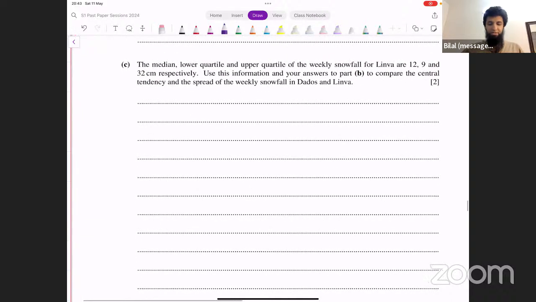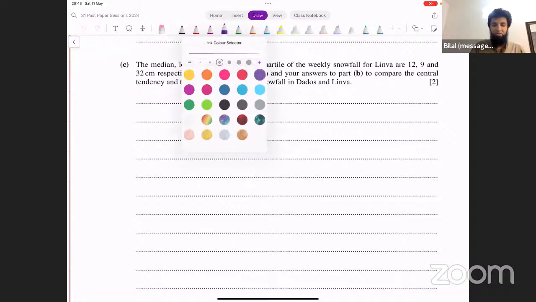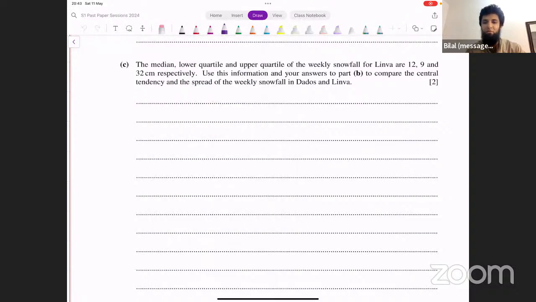Part C. Now it says the median, lower quartile and upper quartile of the weekly snowfall for the second result are 12, 9, and 32 centimeters respectively. So we've got the median, lower quartile and upper quartile given for this. Use this information and your answers to part B to compare the central tendency and the spread of the weekly snowfall in these two results. Central tendency. What is central tendency? Central tendency is mean, median, mode. Which measure are we using here? Median. So you have to compare the median.